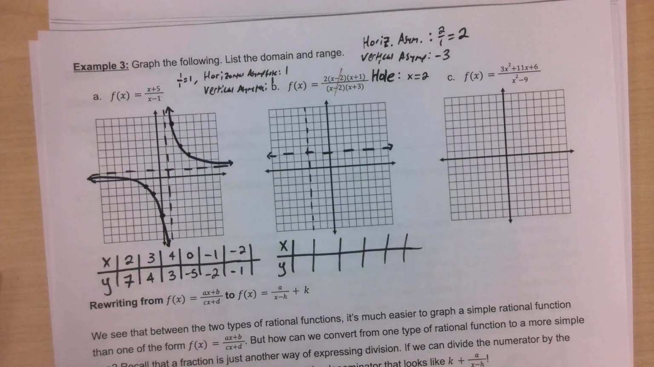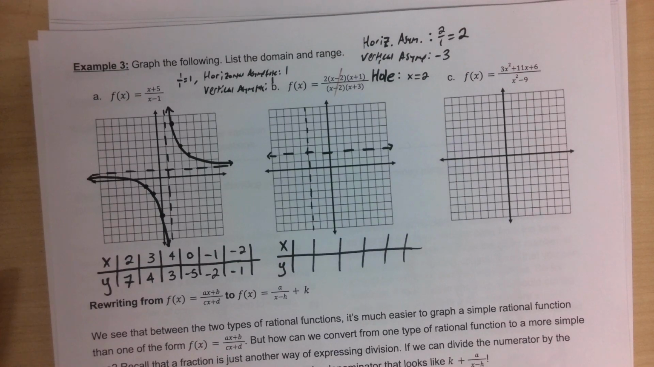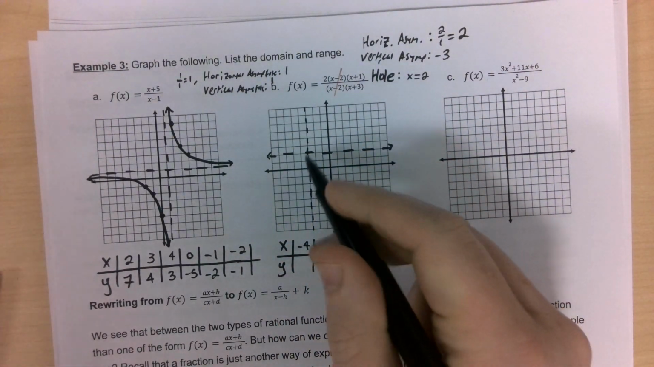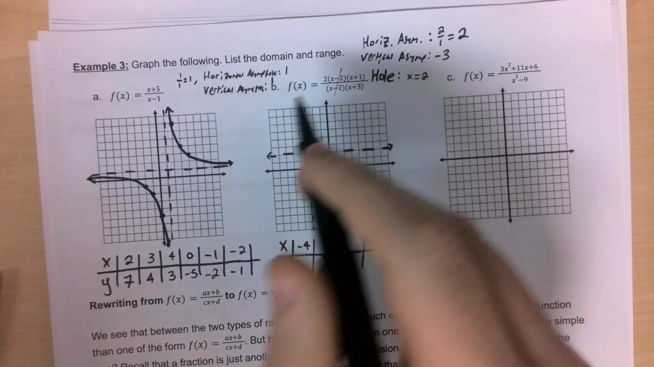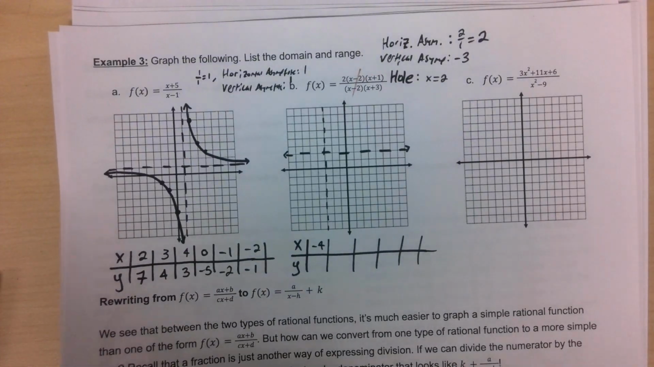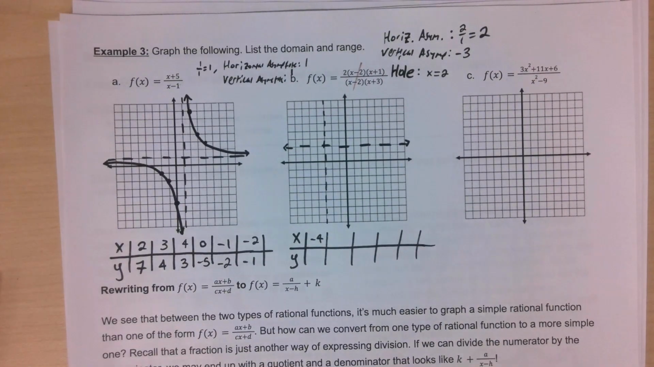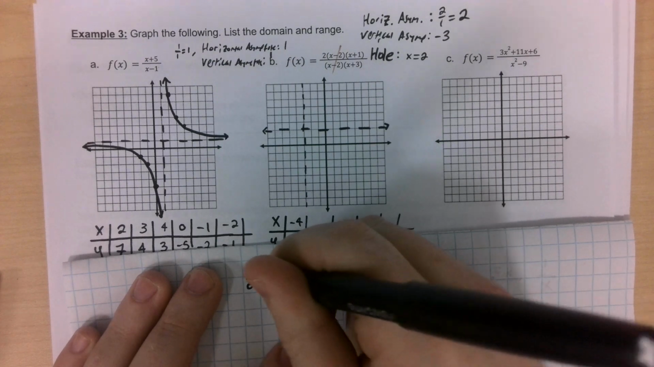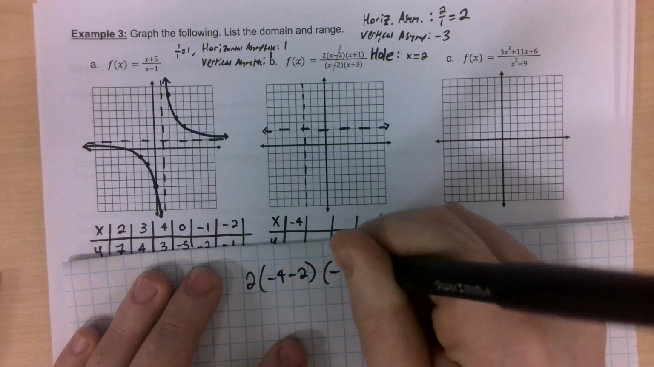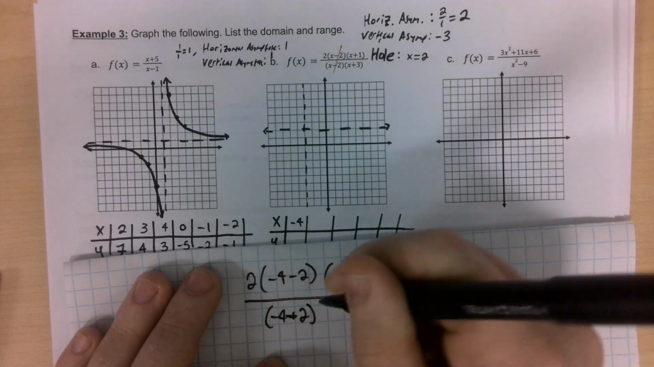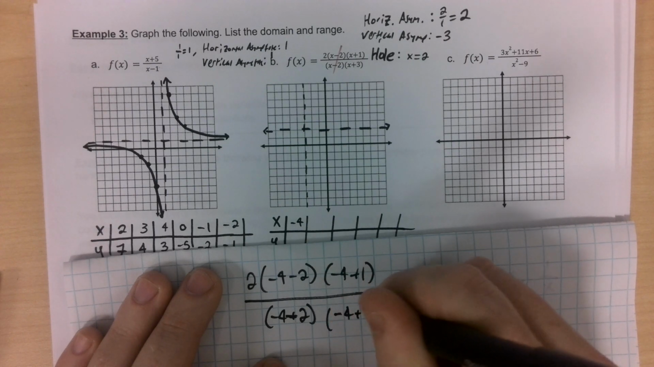Alright, so some numbers that might work nicely here would be as follows. We could, for instance, plug in numbers like negative 4. I mean, negative 4 is right up next to our vertical asymptote. If we plug in negative 4, we might have to do a little bit of math to figure out what the y value is going to be. So let me grab my handy dandy paper here. Let's see what happens when we plug in x equals negative 4. 2 times negative 4 minus 2 times negative 4 plus 1 divided by negative 4 minus 2 times negative 4 plus 3.